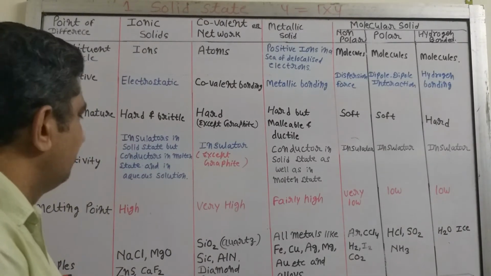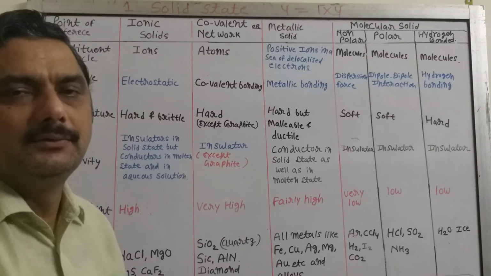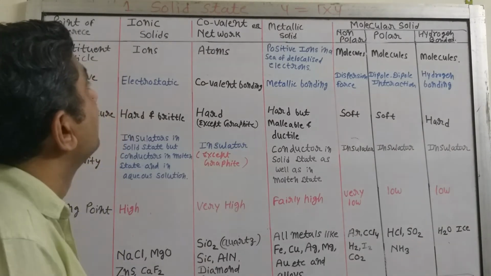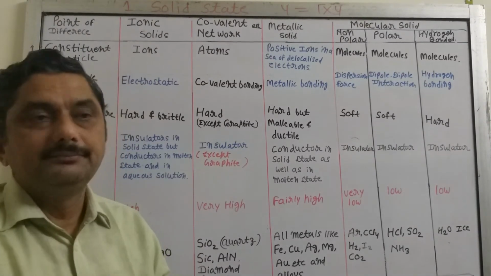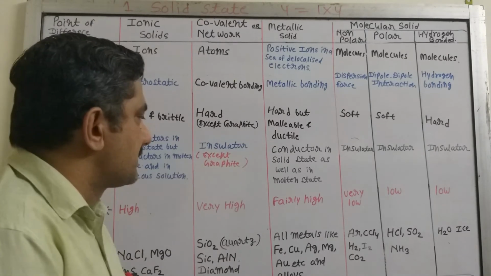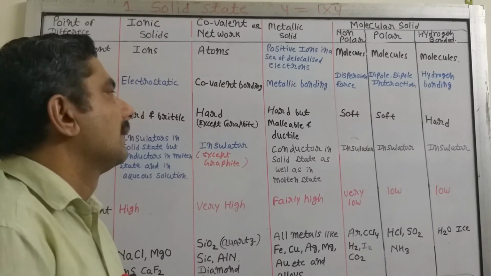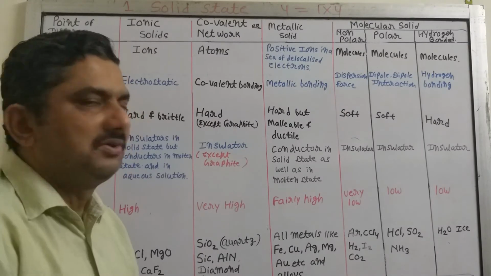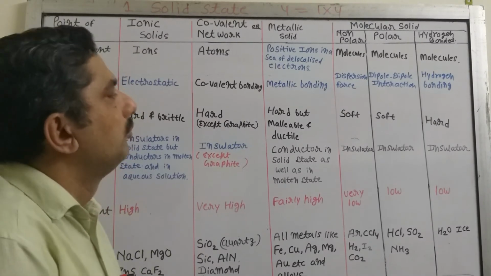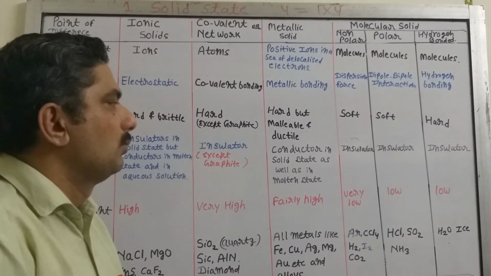Fifth one, melting point. Ionic solids have high melting point. Covalent, very high. Metallic solids, fairly high. Non-polar molecular solids, very low. Polar, low. Hydrogen bonded, low.